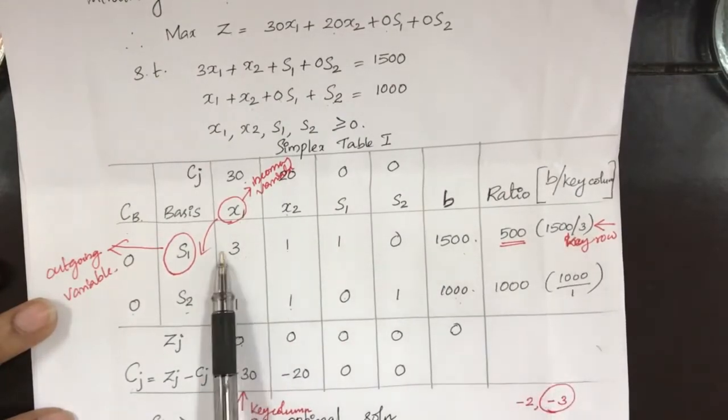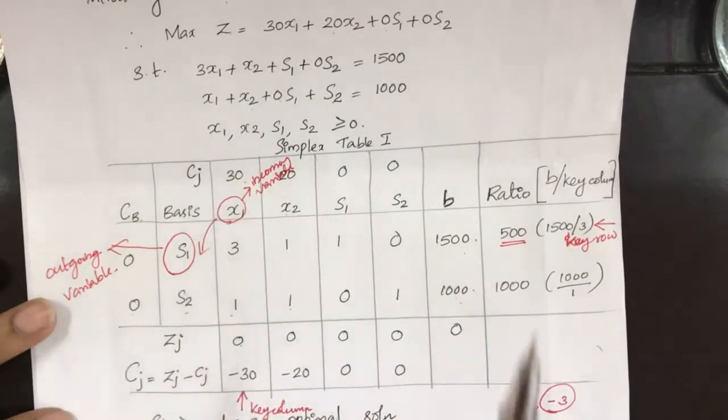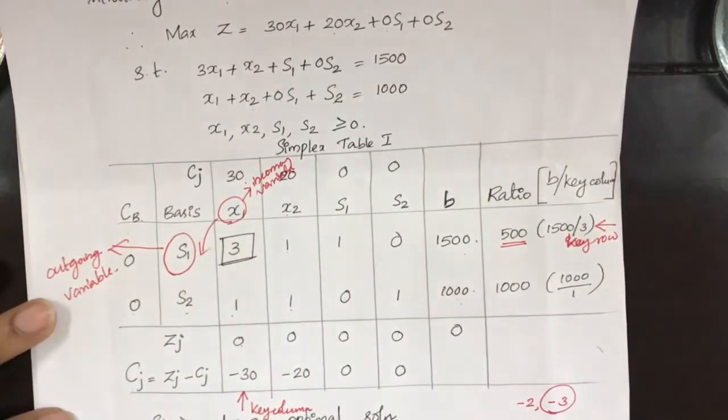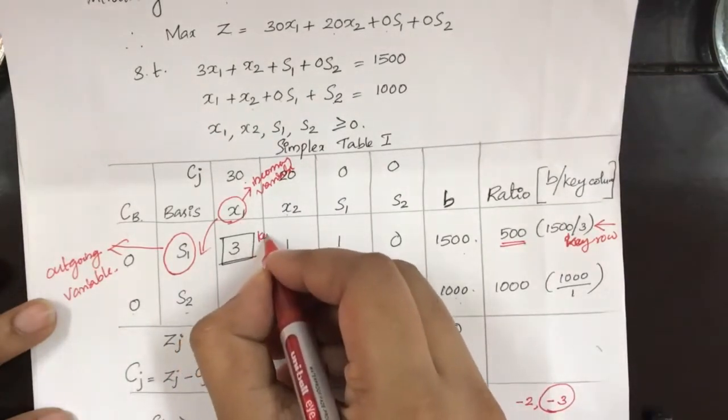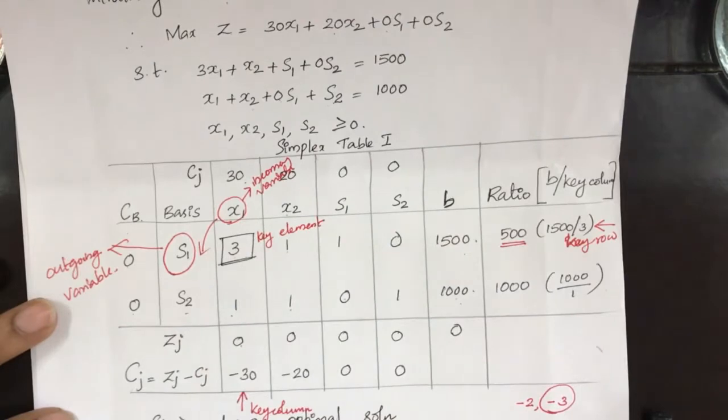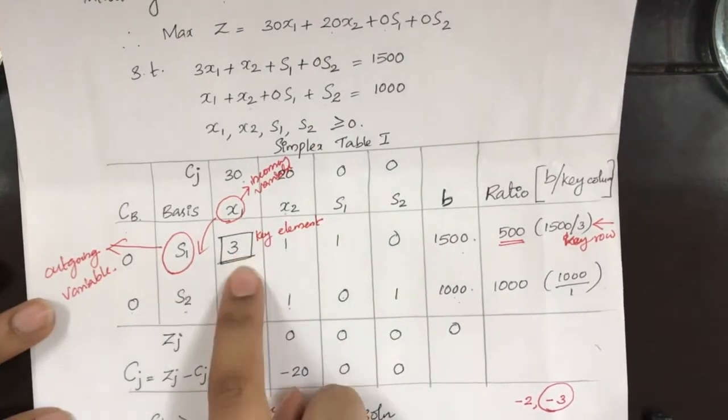This is the key row and this is the key column, and the element at their intersection, 3, is known as the key element.